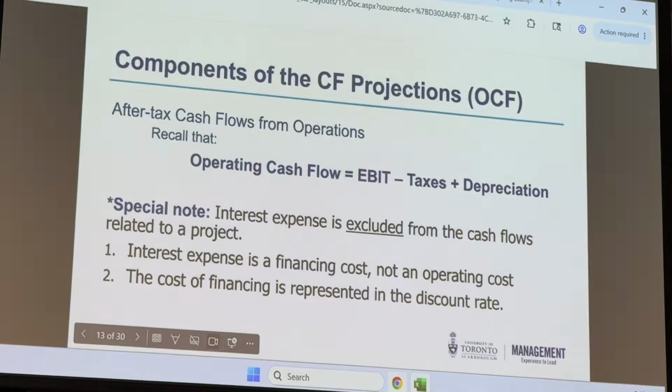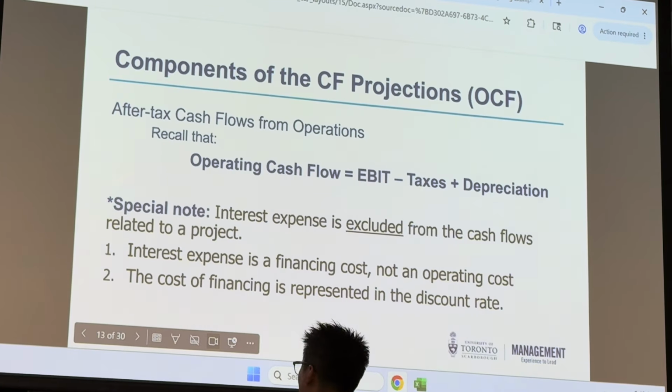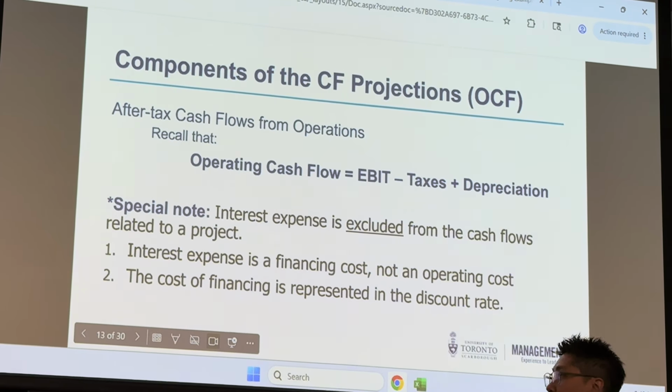All right, last thing here, I mentioned operating cash flow, right? Different ways of calculating it. And a special note, all right? You notice that we have not talked about interest rate at all in this calculation. Isn't interest rate an expense? Well, interest is excluded from the cash flow related to this project because of two reasons. Interest expense is a financing cost, not an operating cost, so it doesn't go into OCF. And secondly, the cost of finance can be incorporated into the discount rate.